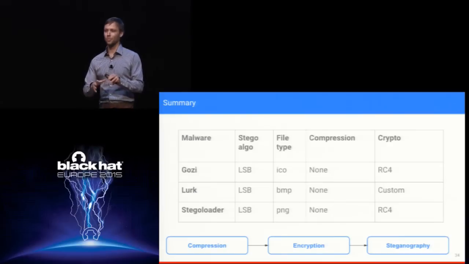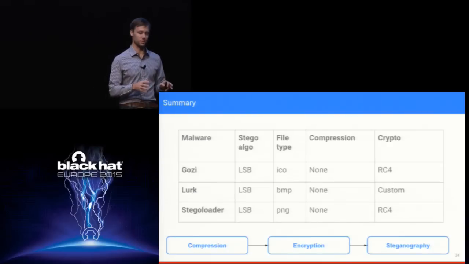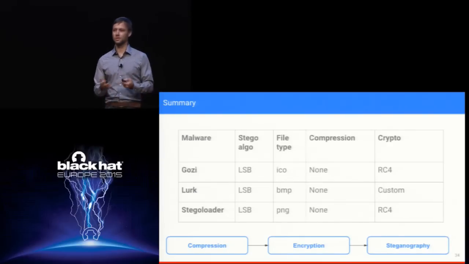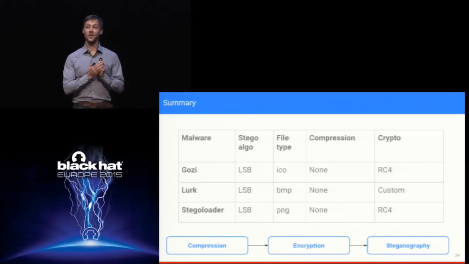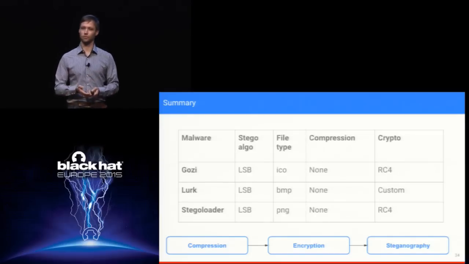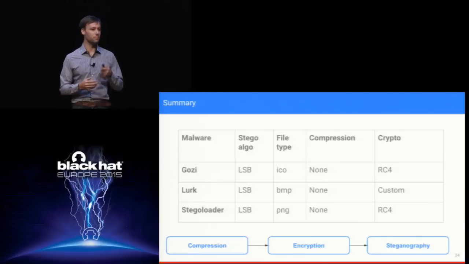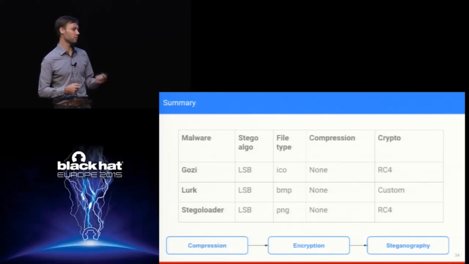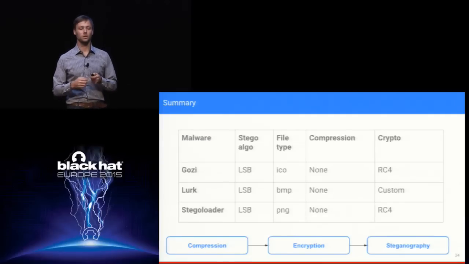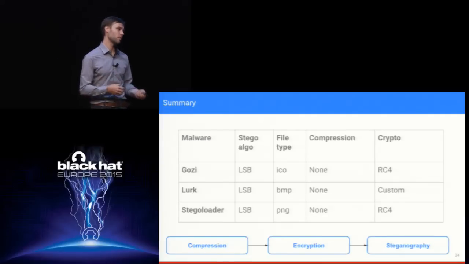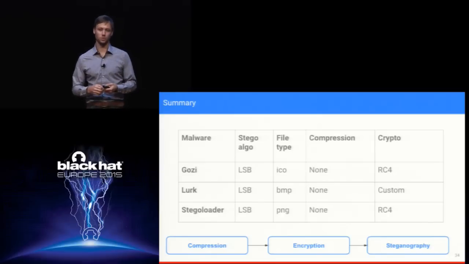So just to wrap up the steganography part of this presentation, as a summary, we've seen 3 recent cases of malware using steganography in real life. They all use least significant bit steganography, which is interesting. On the other hand, the 3 of them use different file formats, so ICO, BMP, and PNG. They all use some kind of encoding. 2 of them use RC4, and 1 is using custom encoding.